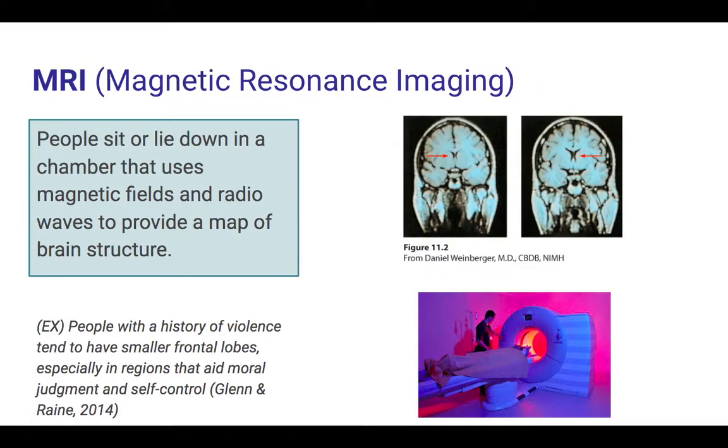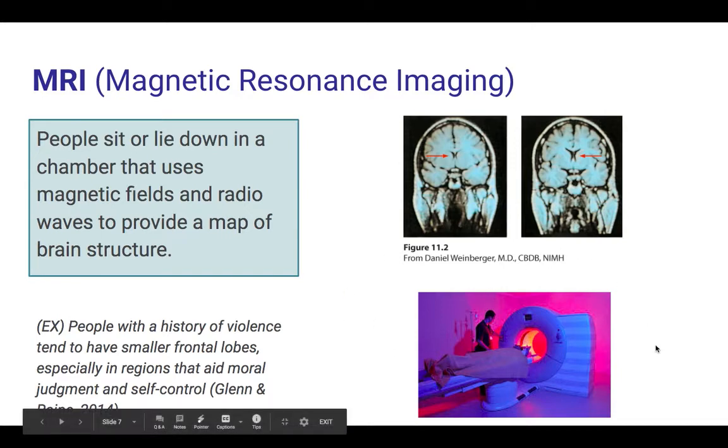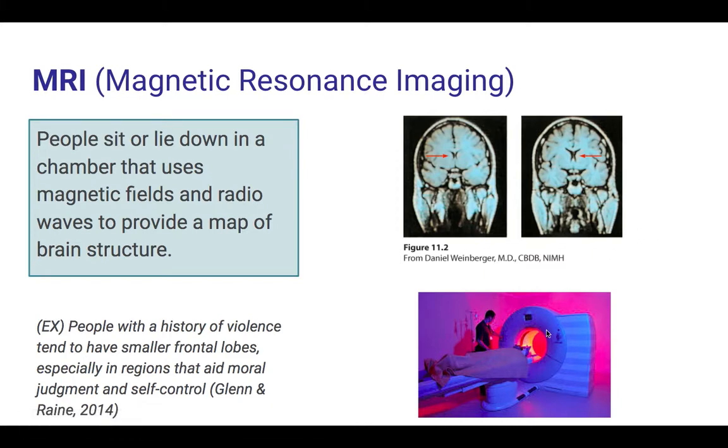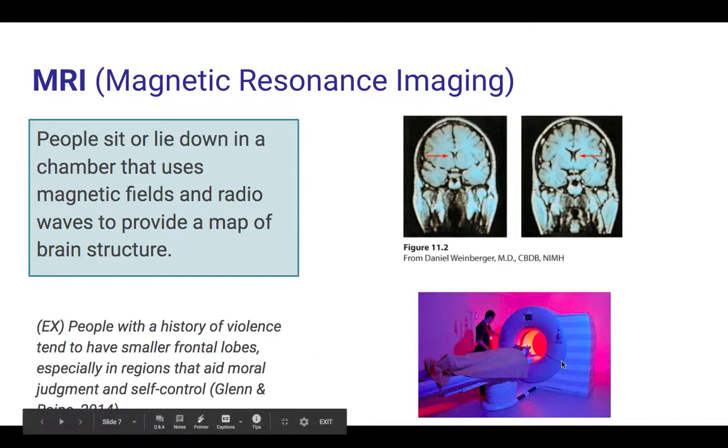MRI. MRIs also kind of look like an X-ray, although they're a little bit less X-ray-y. People sit or lie down in a chamber that uses magnetic fields and radio waves to map out the brain structure. So this is actually going to be 3D. People with a history of violence tend to have smaller frontal lobes, especially in regions that aid moral judgment and self-control. And again, it looks like a pretty similar doodad there.